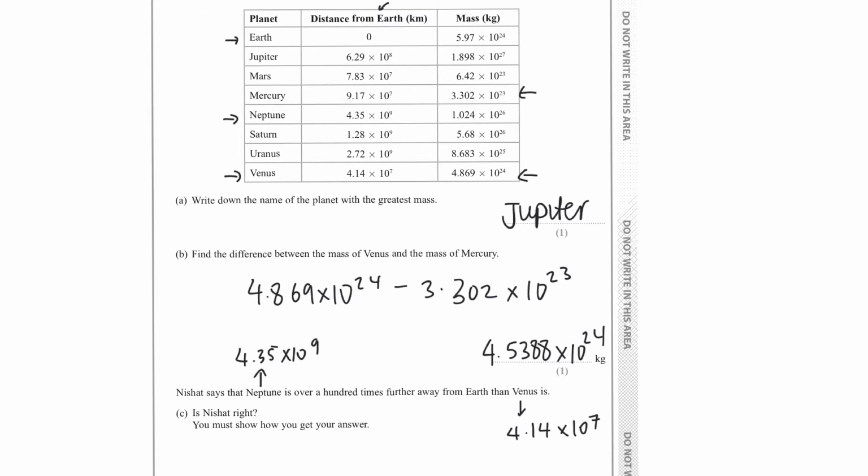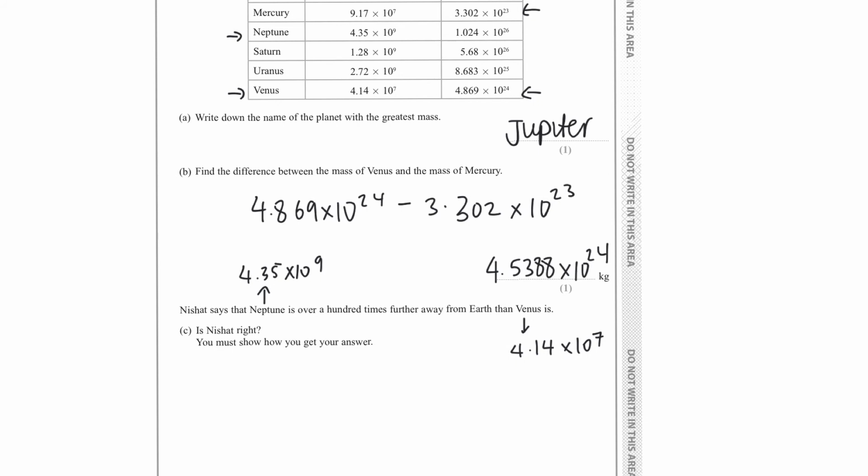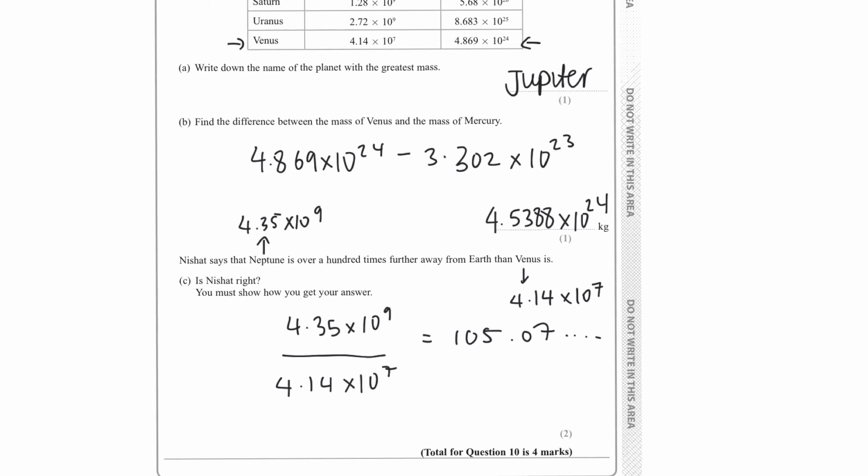So having a look at that, the easiest way to do this is to see whether Neptune is 100 times further away. You would do the distance from Neptune to Earth, which is 4.35 times 10 to the 9, divided by 4.14 times 10 to the 7. And that should give you an answer if you put that into your calculator of 105.07, and so on. And by doing that, because our answer is over 100, and the question is asking, is it over 100 times further away? Then yes, it is 100 times further away.